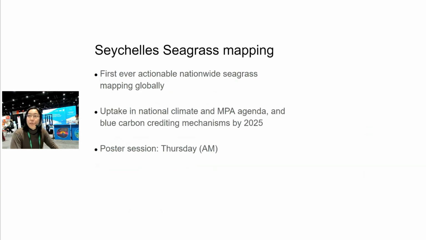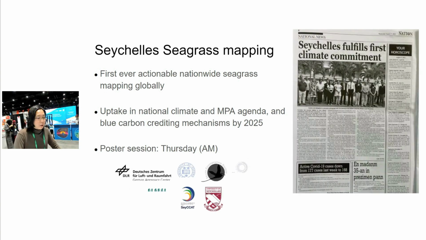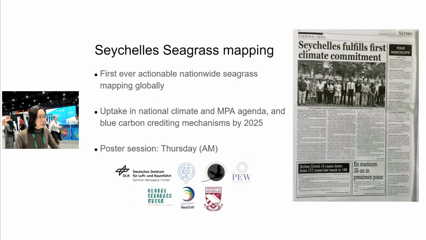So this is our current project. We are currently working with the Seychelles government. We have mapped out the seagrass of Seychelles, and this is actually the first actionable nationwide seagrass mapping. The Seychelles government will take this map and introduce it into their national climate and MPA agenda, so that all this can be done in order to bring up the importance of seagrasses for conservation purposes. And this is something that we are really proud of.